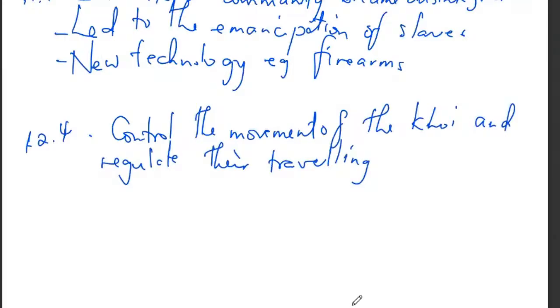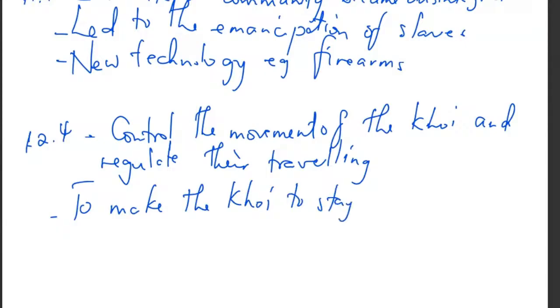And also, on their side, the most beneficial part of the pass to the British was that it made the Khoi stay with one employer. It was a way of also controlling the labor of the Khoi.